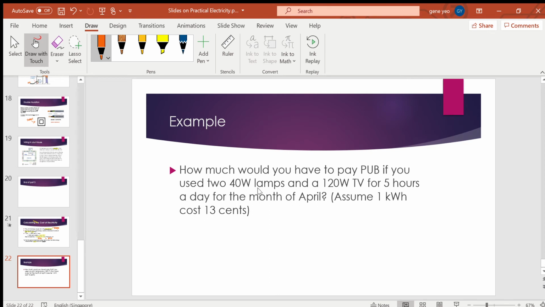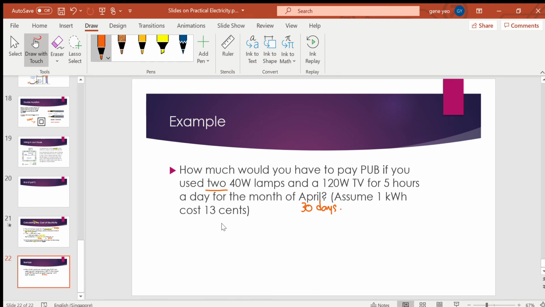Okay, anyway, so I've got two 40-watt lamps and a 120-watt TV. And I'm going to use this 5 hours a day for the month of April. How many days does April have? April has 30 days. So the month of April is 30 days.